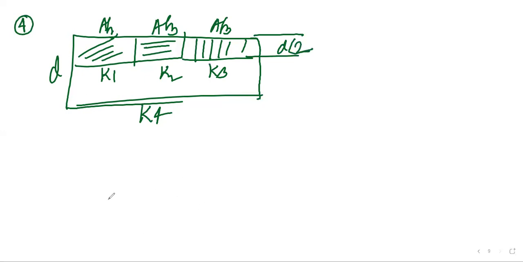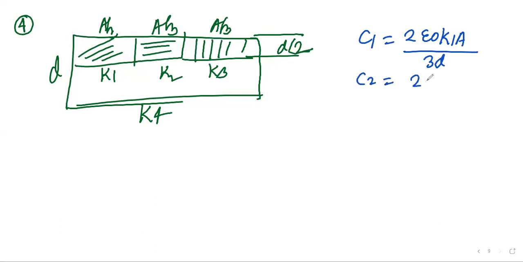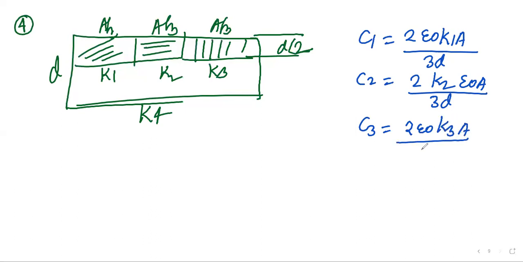So look at the fourth one. It is given by C1 equal to 2 epsilon naught K1 into A divided by 3D. Similarly, C2 is equal to 2 K2 epsilon naught A upon 3D. Similarly, for C3, it is 2 epsilon naught K3 A upon 3D. Now for C4, it will be 2 epsilon naught K4 A upon D. The whole D will be taken.